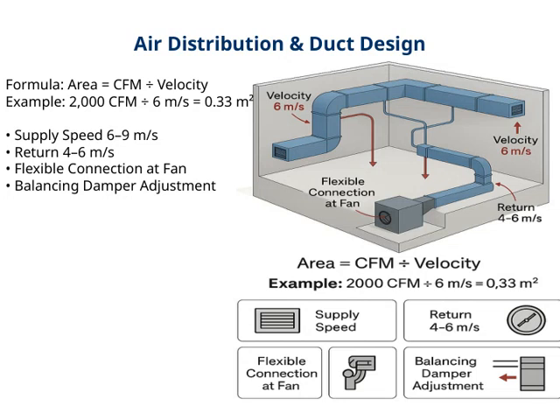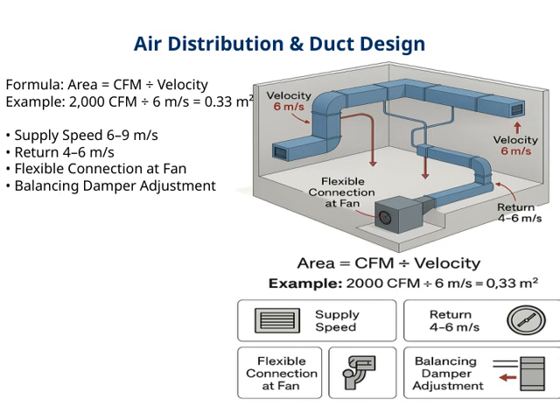Let's talk about air distribution and duct design. One key concept here is the formula for calculating duct area, which is area equals CFM divided by velocity. For example, if you have 2,000 CFM of airflow and want a velocity of 6 meters per second, then the duct area would be 0.33 square meters.